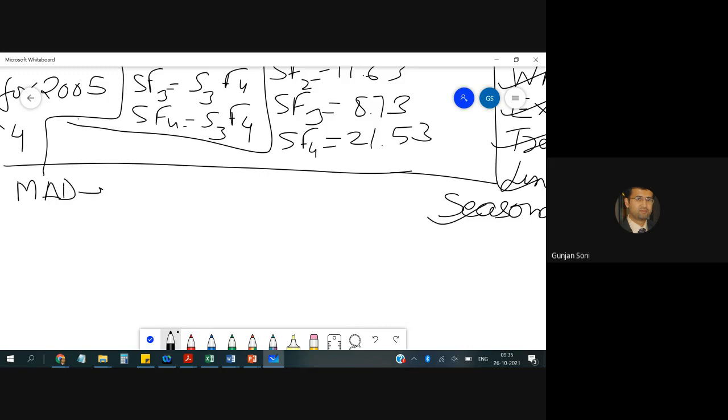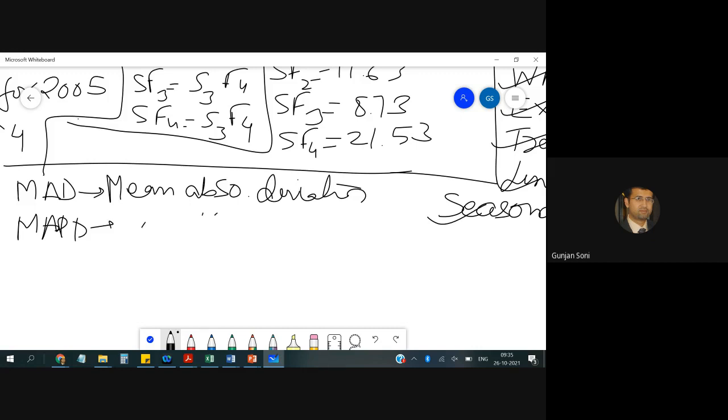So there are again several different types of errors which we can calculate, which is MAD, mean absolute deviation. We can calculate MAPD, mean absolute percent deviation. We can calculate cumulative error. Okay, so let's say we take a problem. I'm going to give you this problem as an assignment.